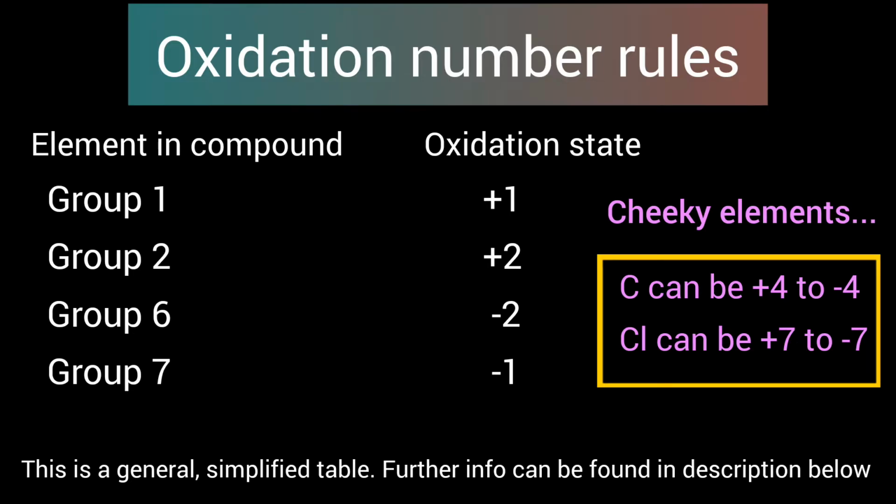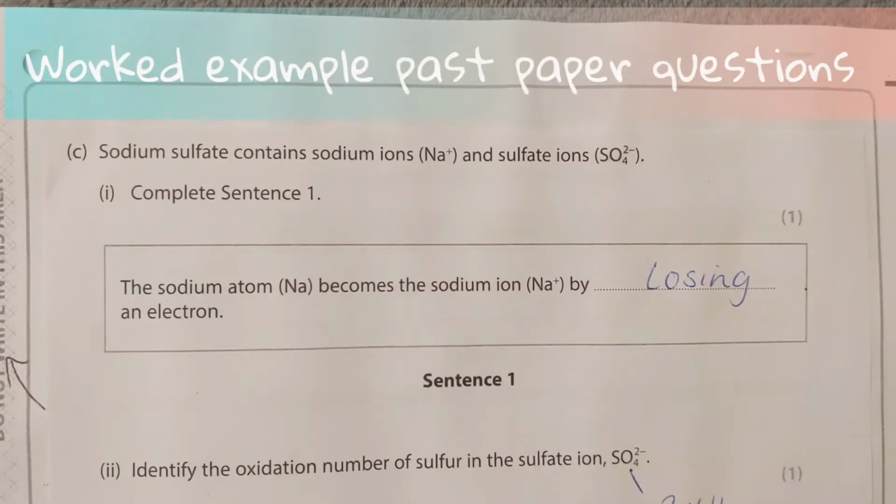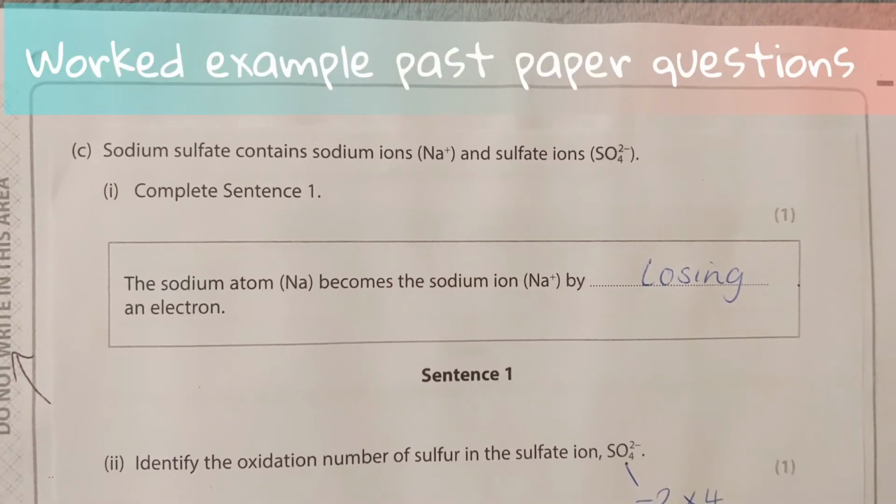Carbon can be anything from +4 to -4. Chlorine can be anything from +7 to -7. The way we work out its oxidation number is by saving that element till last in the compound and working out everything else before that, which we'll see in examples soon. Some example questions here on redox.